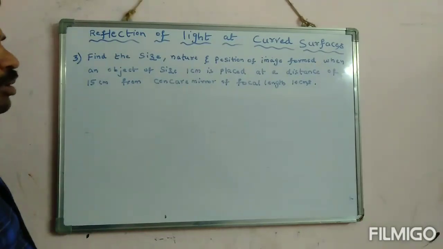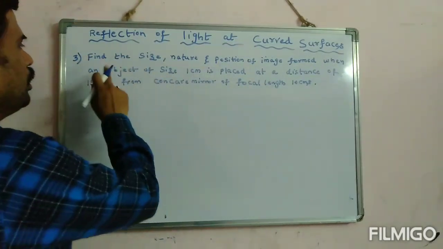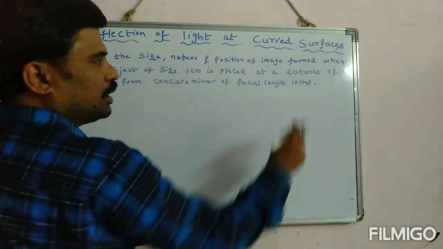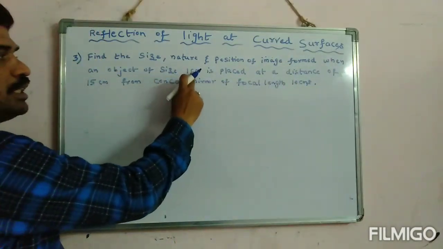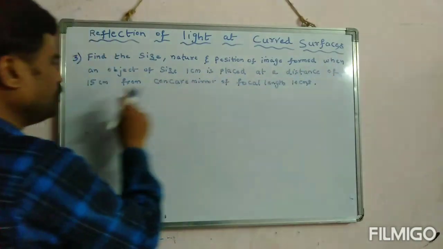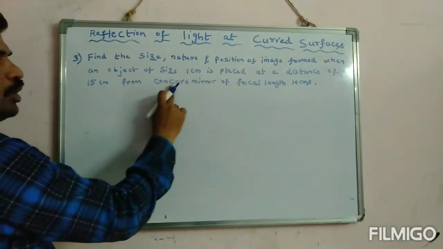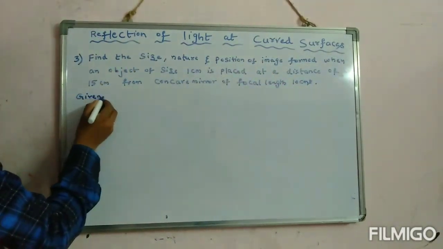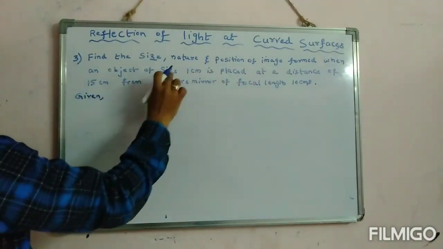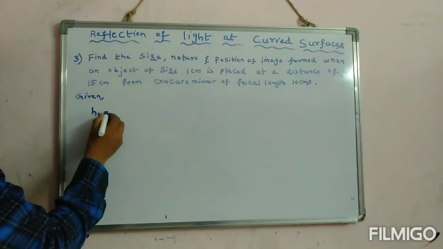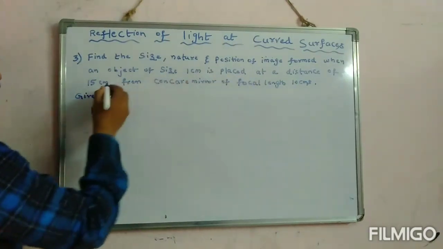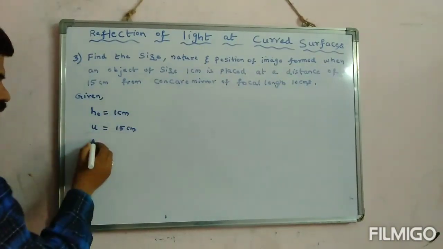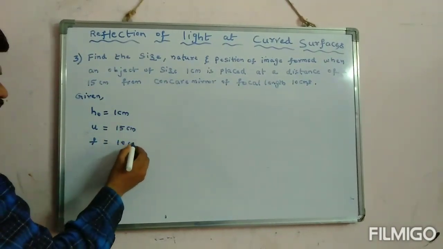Now let us solve a problem regarding a concave mirror. Look at the question. Find the size, nature, and position of the image formed when an object of size 1 centimeter is placed at a distance of 15 centimeters from a concave mirror of focal length 10 centimeters. Now let us see the given data. The object size, nothing but the height of the object, is given as 1 centimeter. Object distance is given as 15 centimeters, and the focal length is given as 10 centimeters.